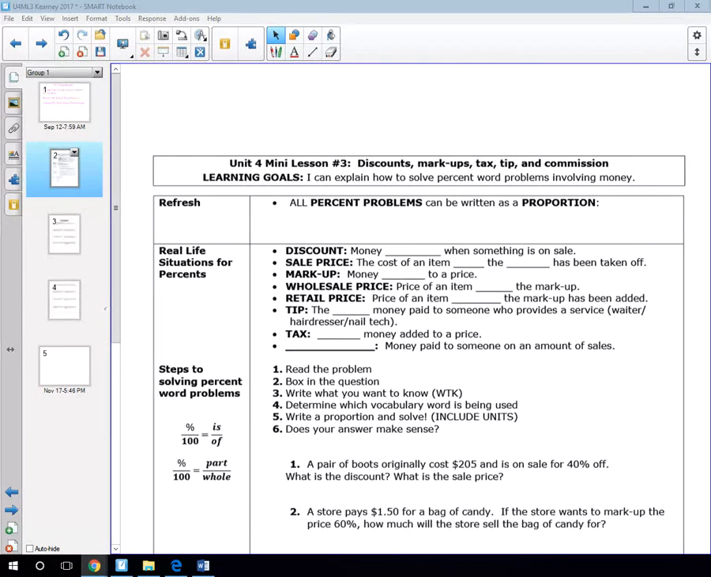On today's episode of the Kearney Math Show, we are going to be featuring mini lesson 3, talking about discounts, markups, tax, tip, and commission. So before we get started, this is entry number 3. Take just a moment to write that on the top of your mini lesson.